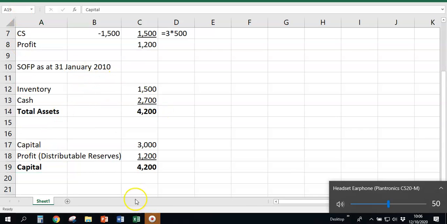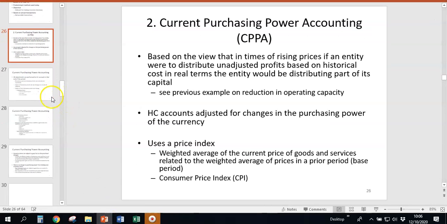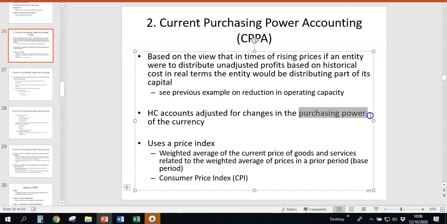So now that we've finished with historical cost accounting, the main purpose of this recording is current purchasing power accounting. Now remember, the difference here is the focus of current purchasing power accounting is to maintain the purchasing power of your capital. Whereas historical cost accounting maintained the financial capital, it ignored inflation, i.e. the price increases. What current purchasing power accounting does is it looks at adjusting historical cost accounts for changes in purchasing power, and they use a price index.